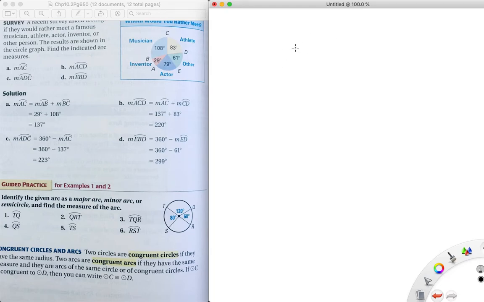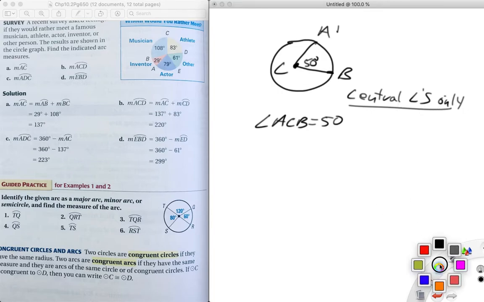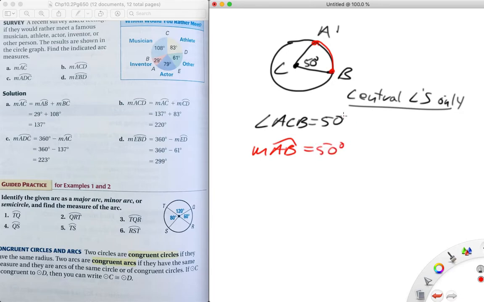Also to note with central angles, it's implied here but not necessarily said. Let's say this is 50 degrees inside here. If angle ACB equals 50, and this is only with central angles, then the arc measure is also 50 degrees. They are both measured in degrees.